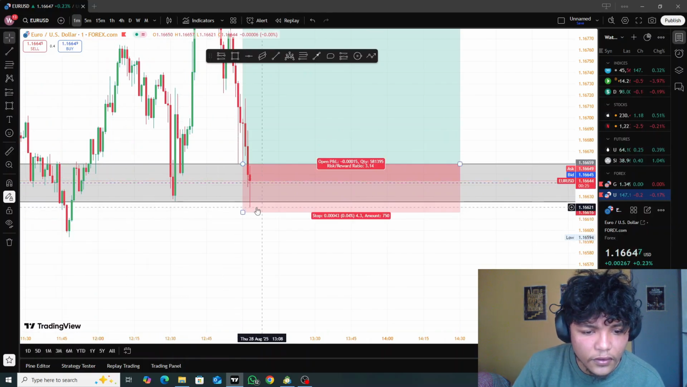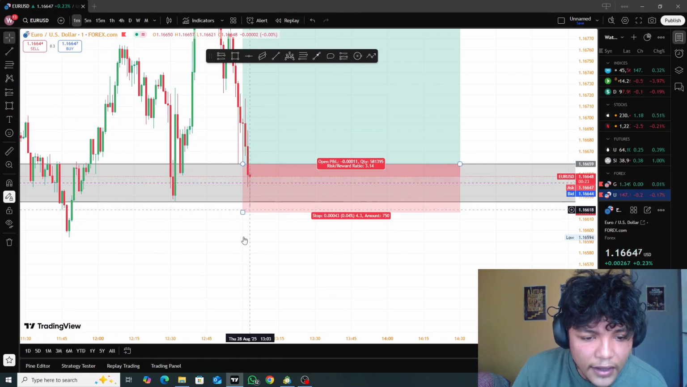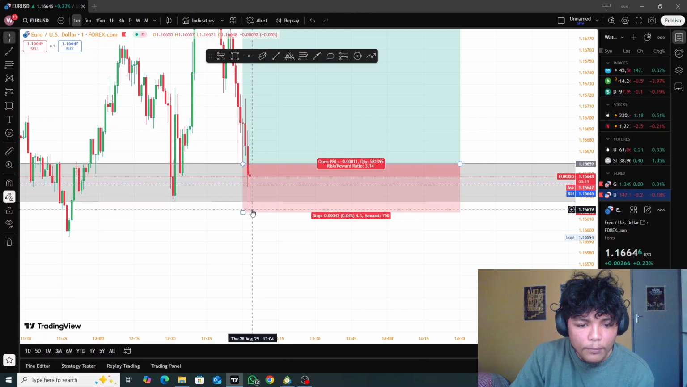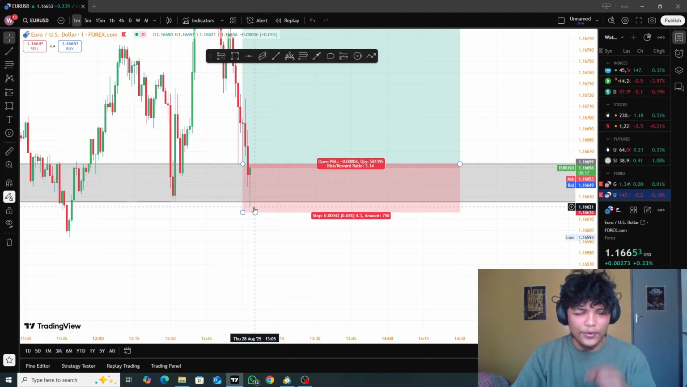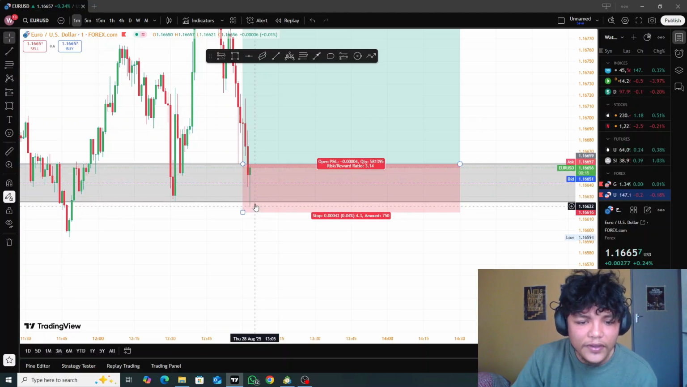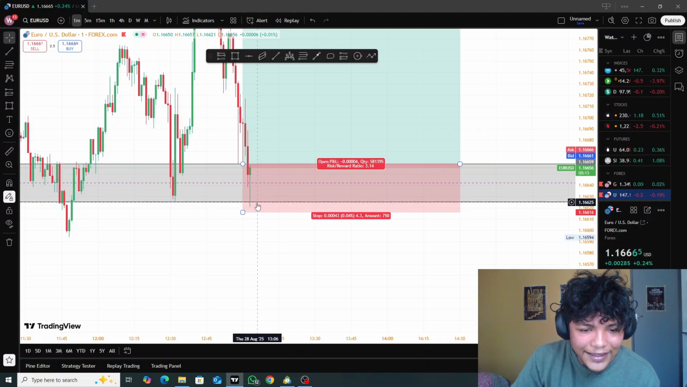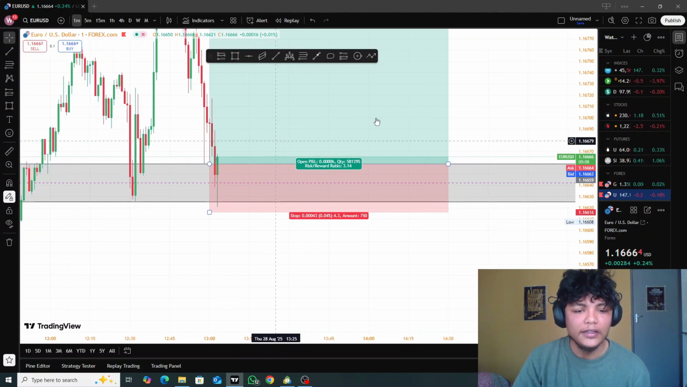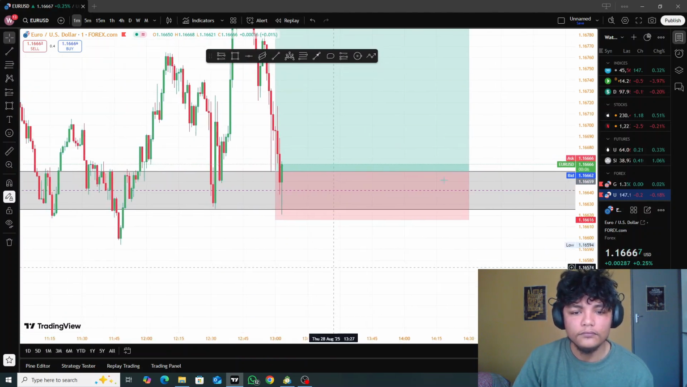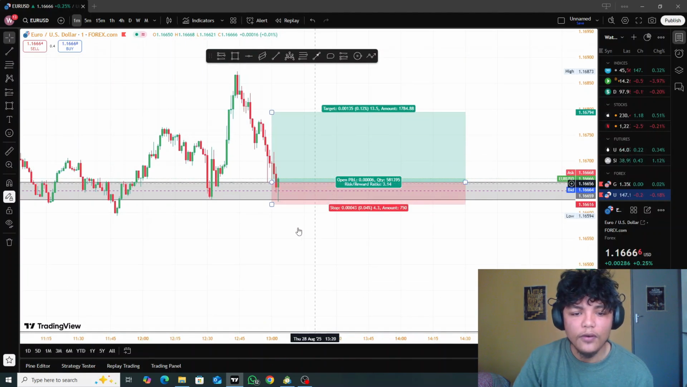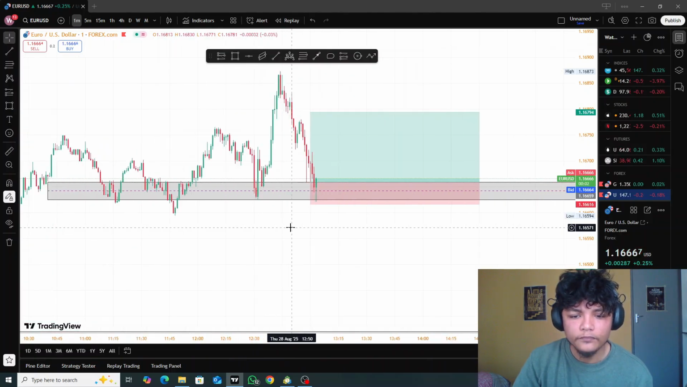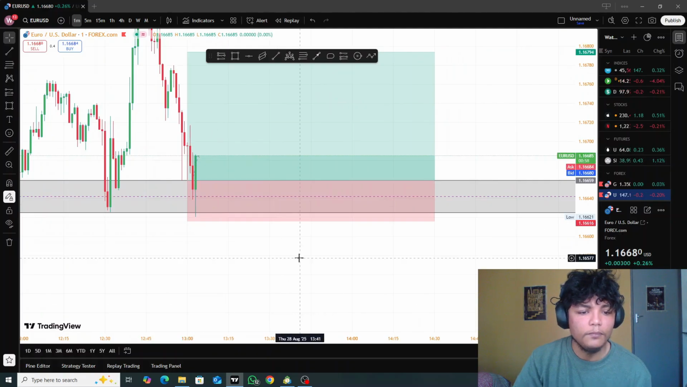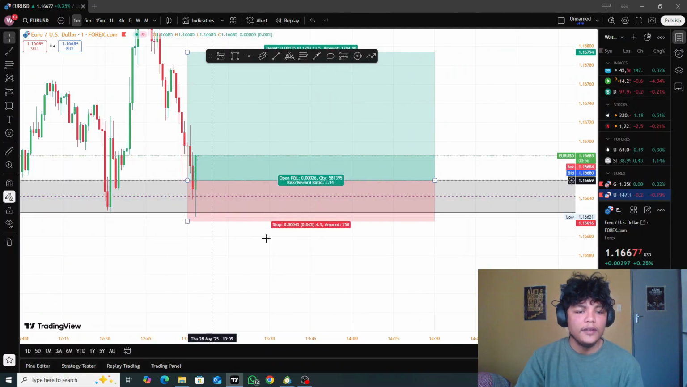You see, that's also liquidity there, because most traders most probably put stop losses right below this area, and then the market just touches that area and then it shoots up quickly. So there, guys, we are already in profits. Beautiful.